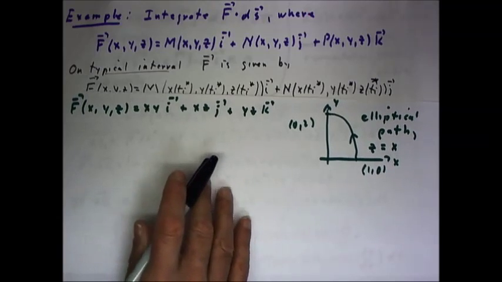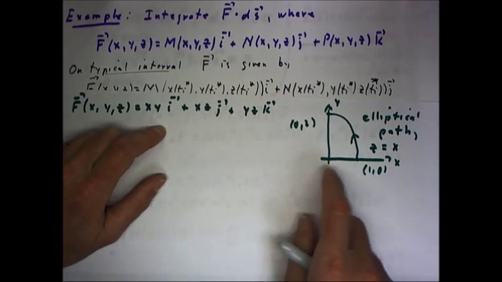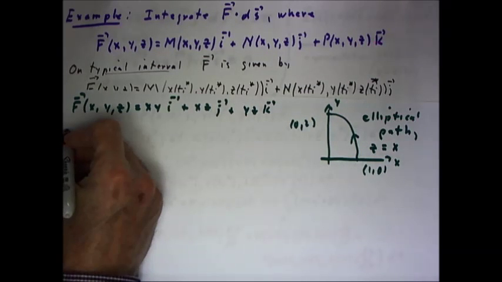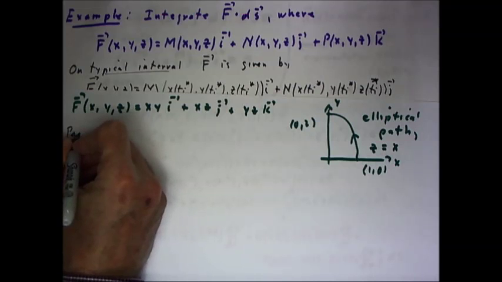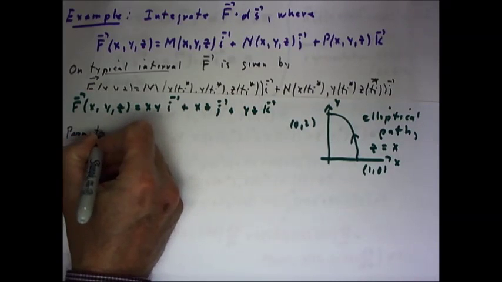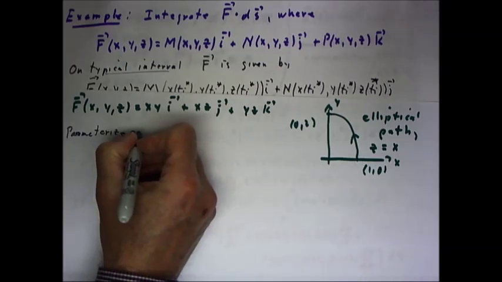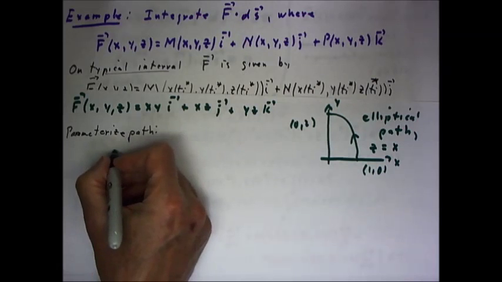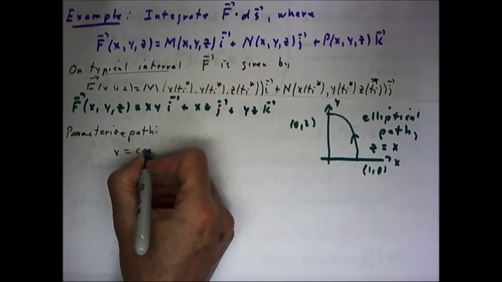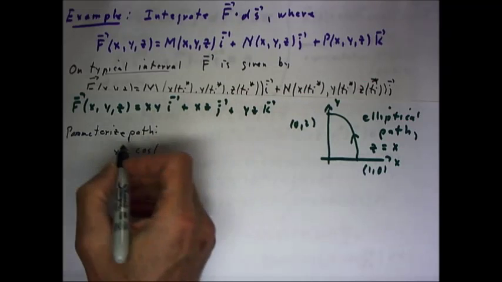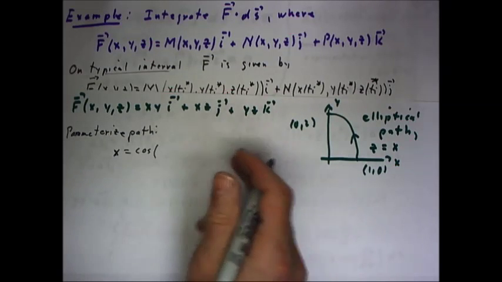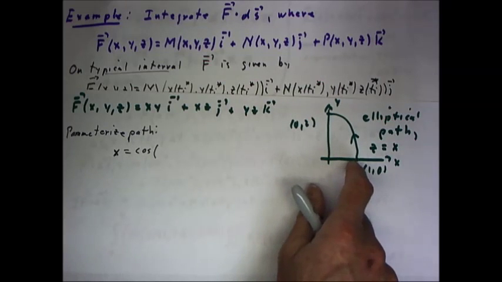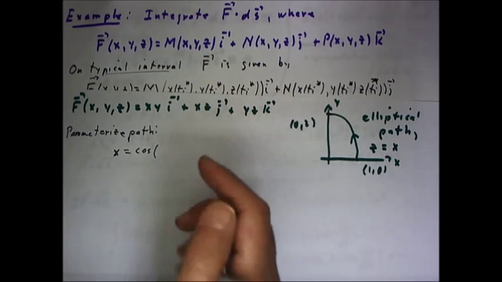As a more specific example, consider this function on the elliptical path as pictured. Parameterize the path, and a simple parameterization for this path would be x equals cosine of, now let's see, we could let it be the cosine of t. X goes from 1 to 0, so that our t would have to go from 0 to pi over 2.